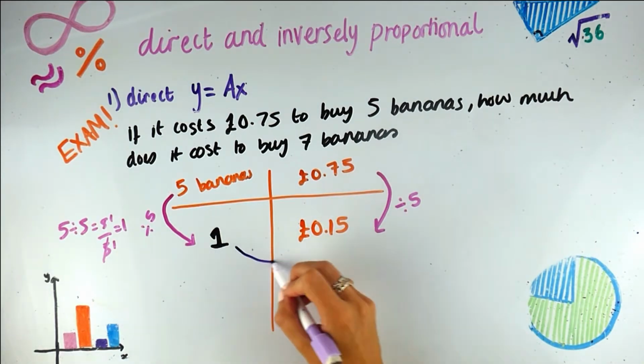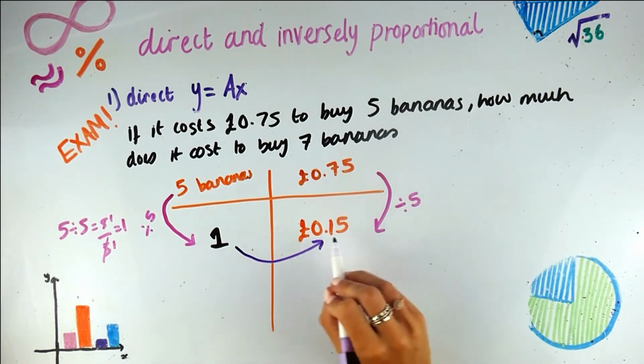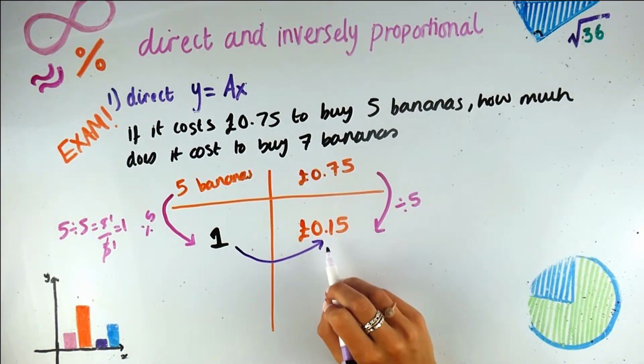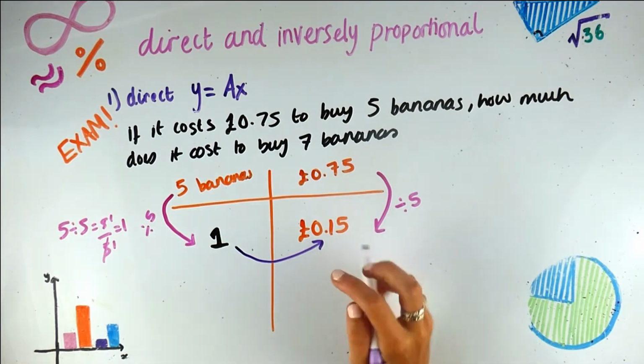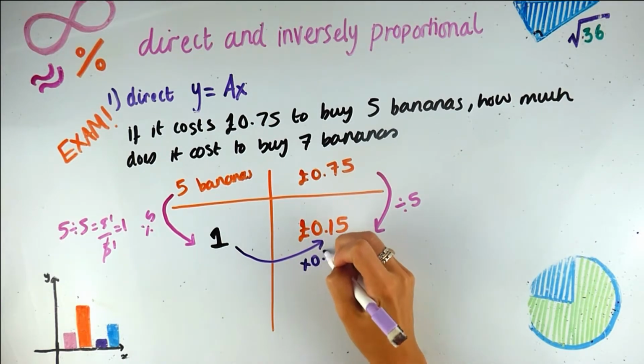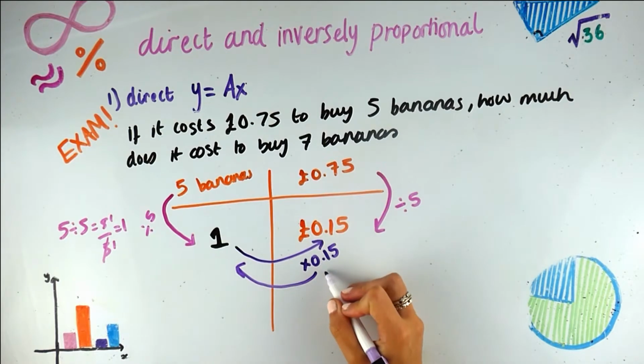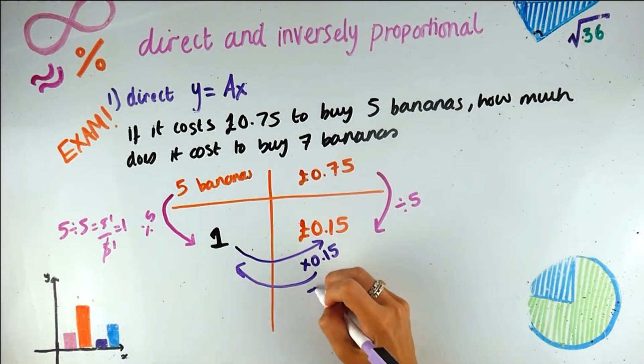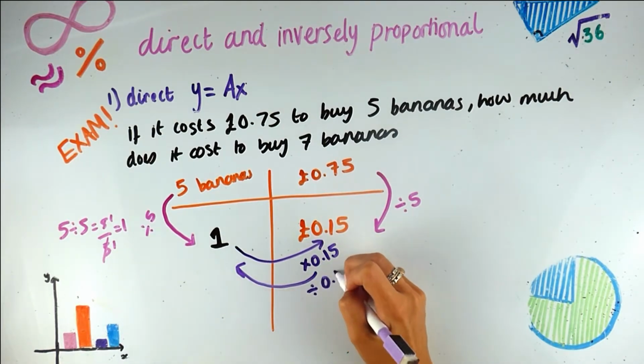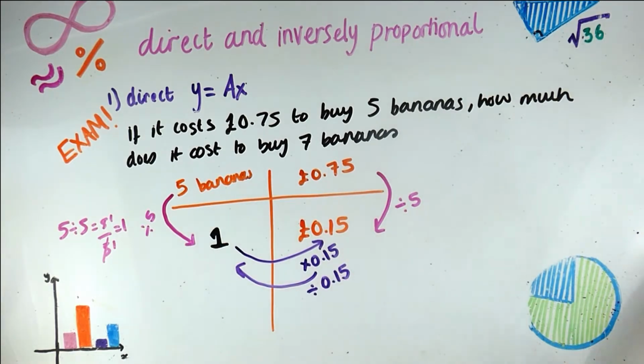So I know to get from 1 to 0.15, I multiply by 0.15. I just multiply by this number here. If I was working the other way, if I started with money and I wanted to go this way, I'd do the inverse operation and I would divide by 0.15.